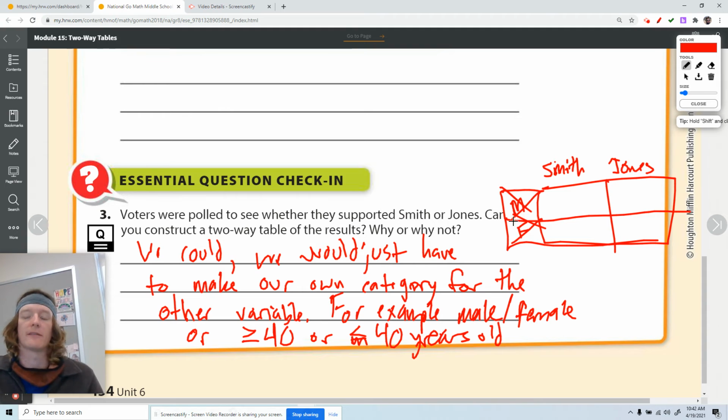So we can figure out, like, people who are older than 40 who voted for Smith or Jones. Maybe a bunch of old people voted for Jones, but most of the young people voted for Smith. We could decide if there's going to be an association. Most young people favor something that most old people do not. Same thing with boys and girls. Maybe that would show some association as well.